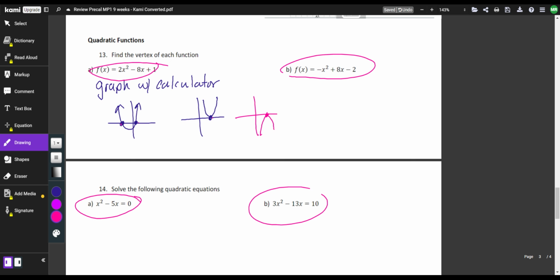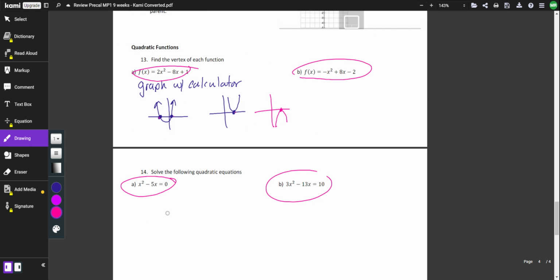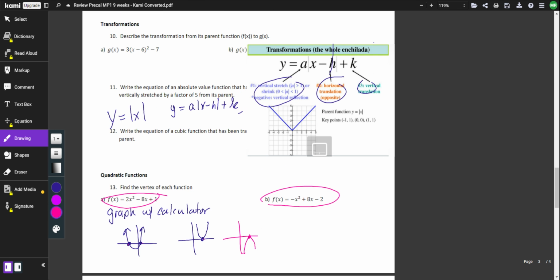Okay. I will be available tomorrow morning between 8 and 8:30. So if you do want to come in and ask a few questions, especially about the transformation ones or graphing these in the calculator, please come by and let me know, and I'll try to help you tomorrow, okay?